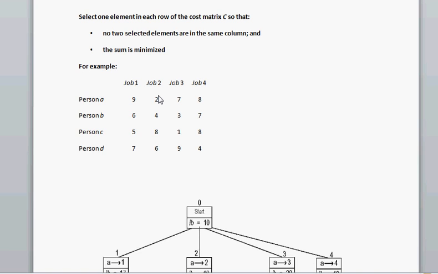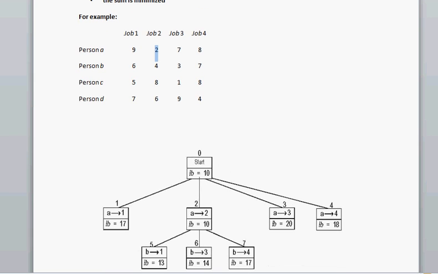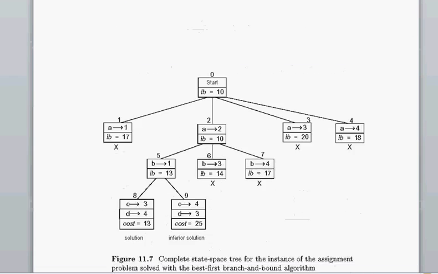That is job 2 to A, 2, plus job 1 to B, that is 8, plus job 3 to C, that is 9, plus job 4 to D, that is 13. So this is how you solve using state space tree.